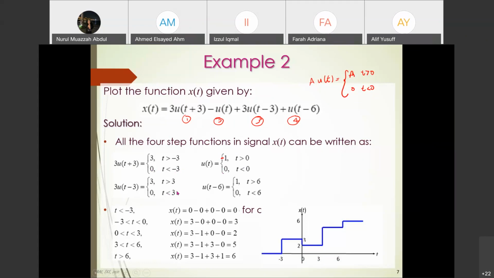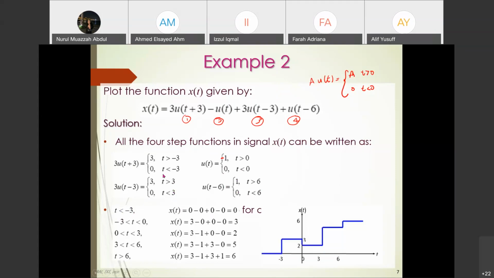For the third signal, before 3, it is 0. And the fourth signal, before 6, it is 0. So all these, the second layer, apply for t less than negative 3. It includes t less than negative 3, and it includes the second layer at the bottom as well. Alright, so for when t is less than negative 3, x(t) is equal to 0.